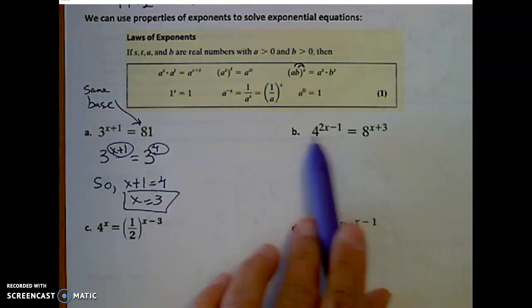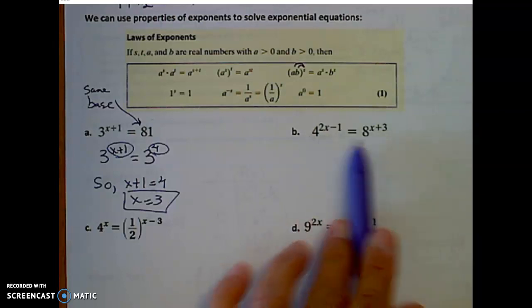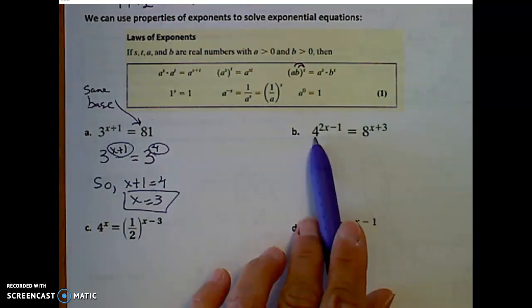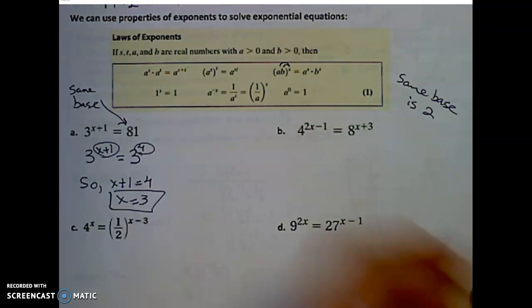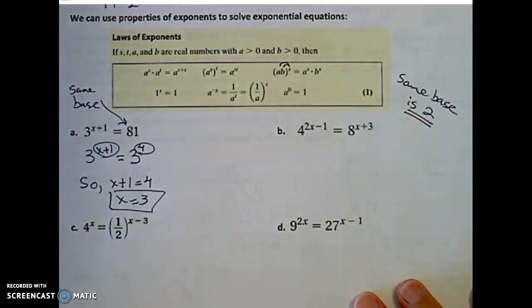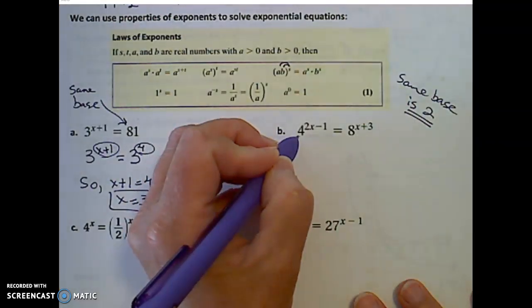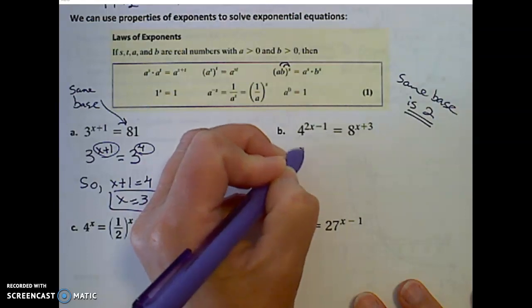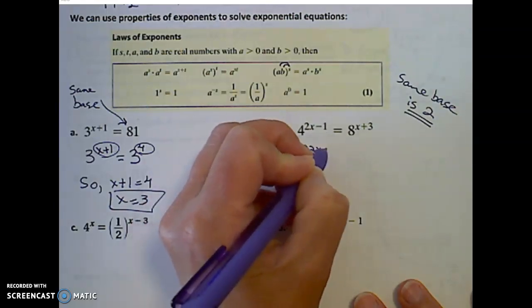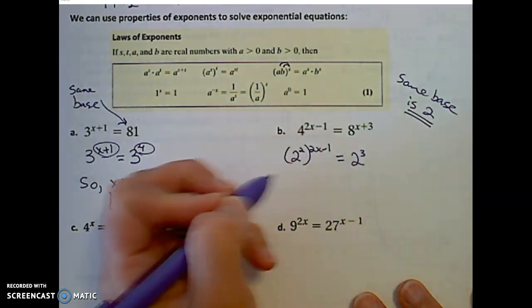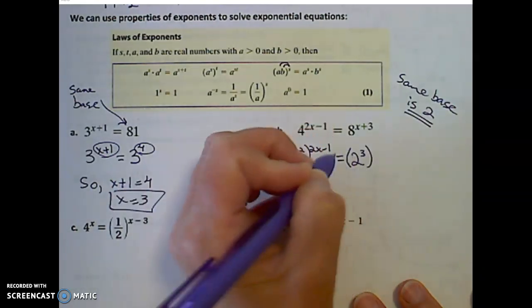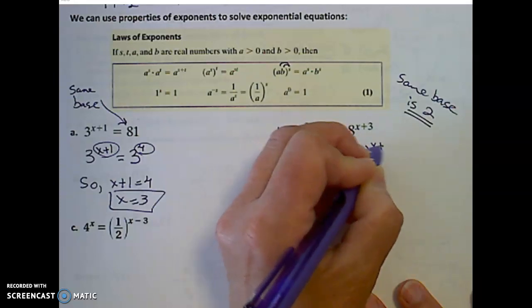I need to get these bases the same on the left and the right. Can you think of a number to a power that gives you 4? Same number to a power that gives you 8? I'll pause. In this case, my base is going to be 2, because I know 2 to a power is 4. That's 2 squared, and I'm going to raise that to the 2x minus 1. And 2 to the 3rd is 8, so that's my 2 to the 3rd, but now I have to raise that to the x plus 3.